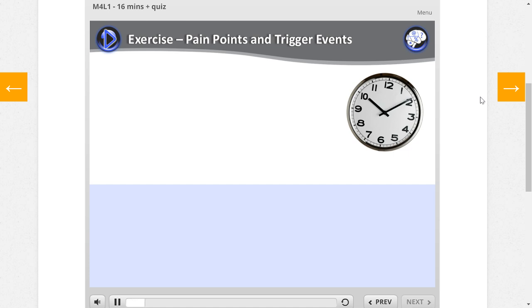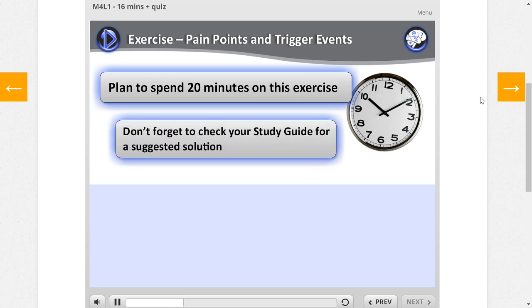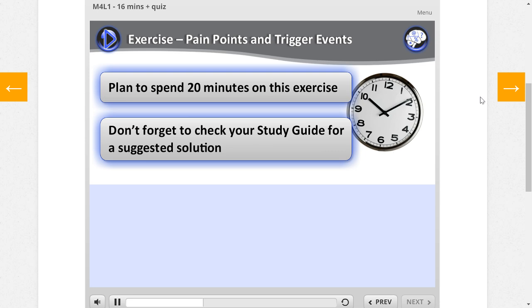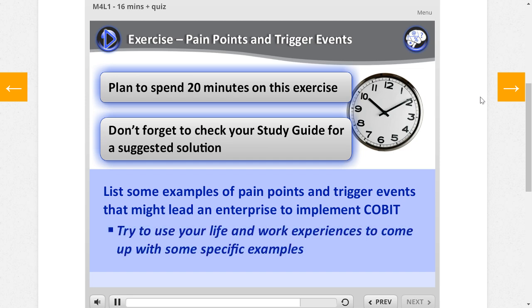Let's do another exercise. Aim to spend 20 minutes on this exercise, and don't forget to check out your study guide for some of our ideas. List some examples of pain points and trigger events that might lead an enterprise to implement COBIT. Try to use your life and work experiences to come up with some specific examples.